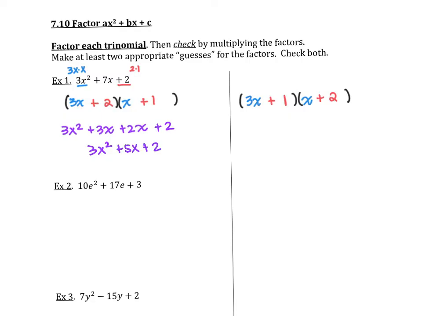Now I'm going to look back at the original problem and see if they match. This has a plus 5x. This has a plus 7x. It doesn't match, which means this is an incorrect factoring. But I'm going to leave it there because my teacher asked me to show 2 attempts, even though one of them is going to be wrong.